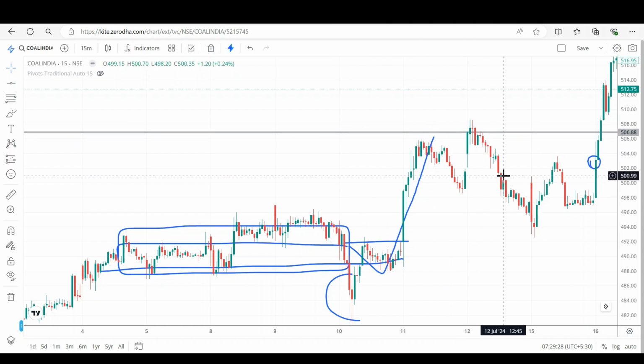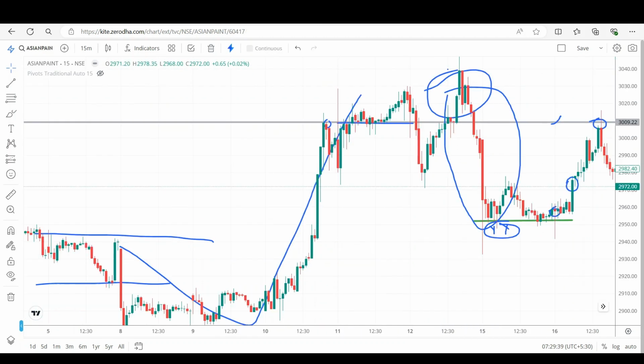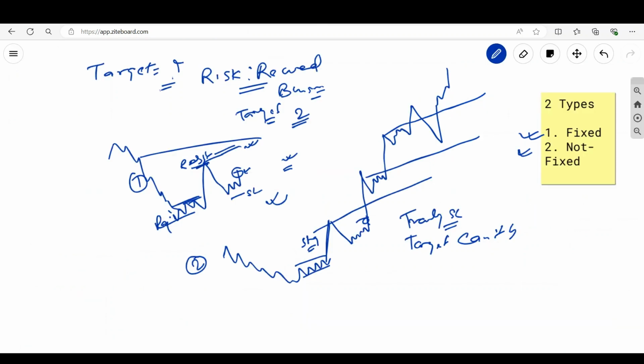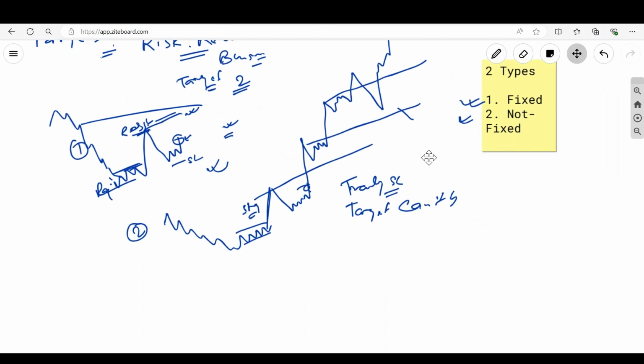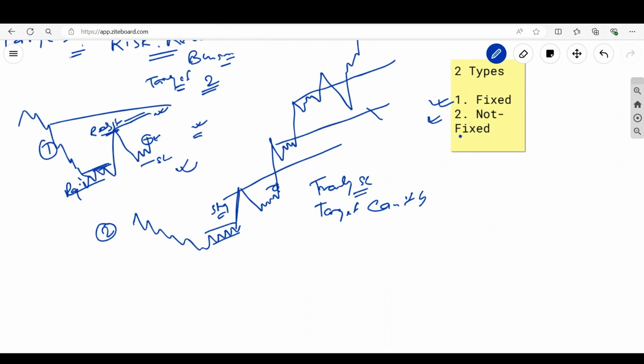The answer is right here. If the selling is weak, then the market is going to break that resistance. If the selling is very strong and the buyers are not comparatively strong as against the previous sellers, then your targets are going to be limited. So I will write it down here. There are two types of targets you have to see: one is fixed target and the other is not fixed. How will you analyze it?